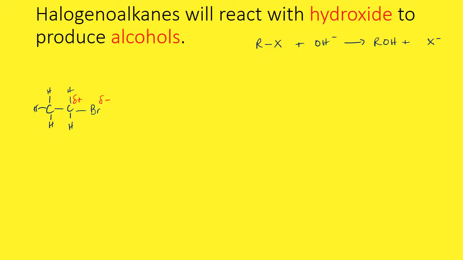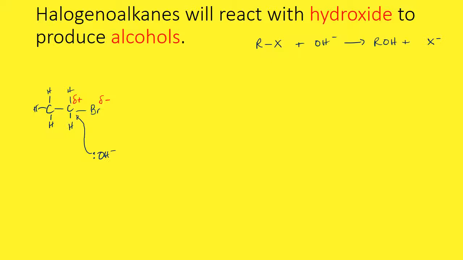Then our nucleophile, which we remember to draw our lone pair in, is going to attack that positive charge. So we draw our curly arrow from the lone pair to the slightly positive carbon, and then the next step we're going to do in one go.